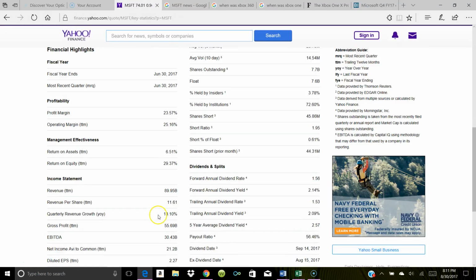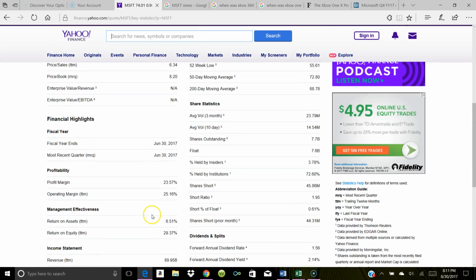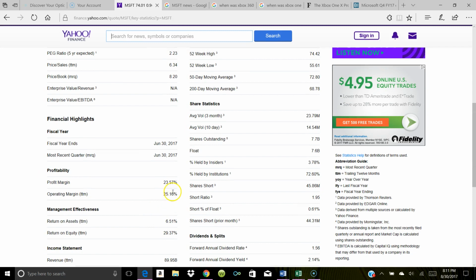So we scroll down. Scroll up. There we go. Profit margin. Look at that. 23.57. That's a really high profit margin, guys. That's a really healthy profit margin. The company is bringing in some really good money, so they're in good shape.